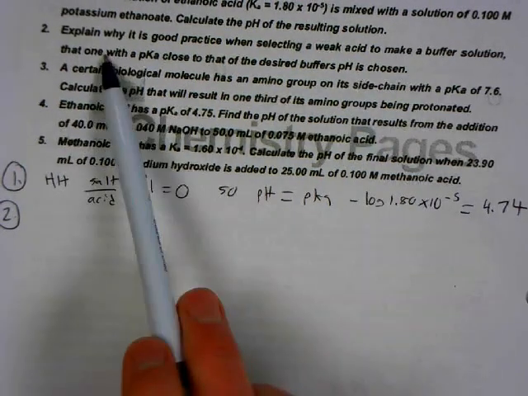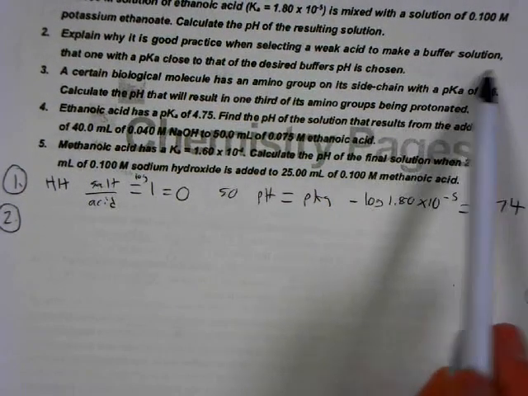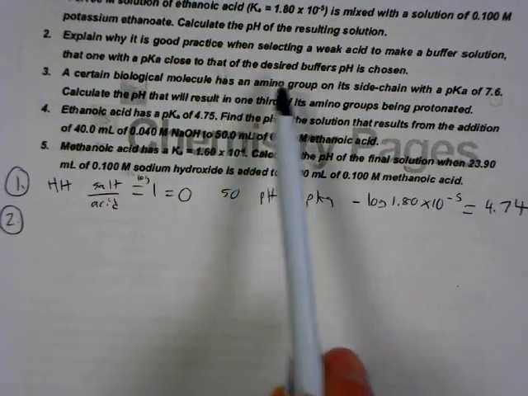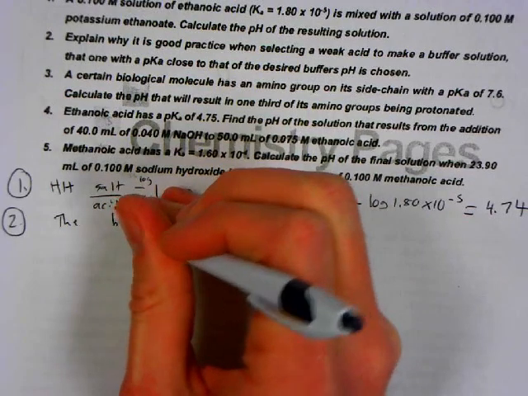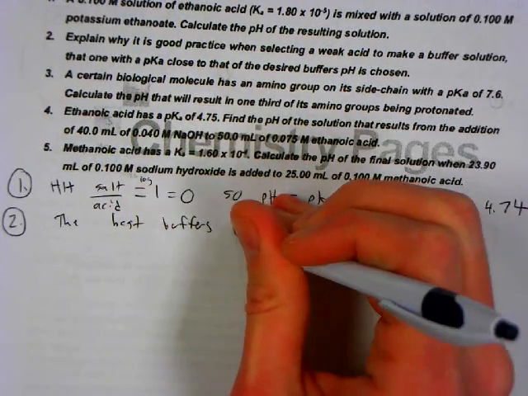And why will the pH not change? Because it's a buffer. So we're saying, why is it good practice when selecting a weak acid to make a buffer solution that one with a pKa close to that of the desired buffer's pH is chosen? Right, because we know the region of maximum buffering is at the midpoint, where pH equals pKa. It's at the midpoint before it spikes.